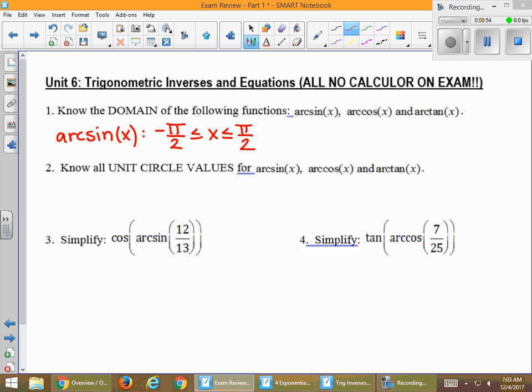For cosine, you're looking 0 to pi. Using all positive angles, and from pi over 2 to pi is where you get your negative values. And for arctangent, you're using the same domain as sine, from negative pi over 2 to pi over 2.